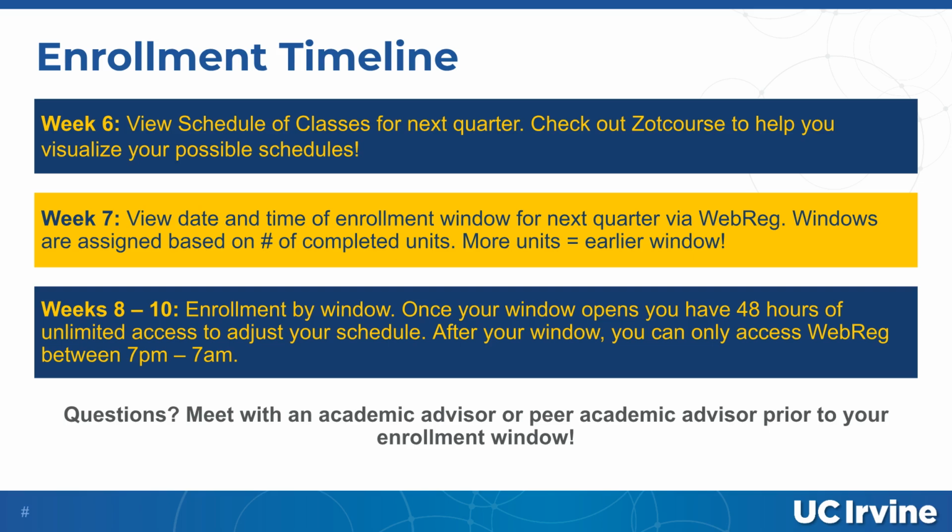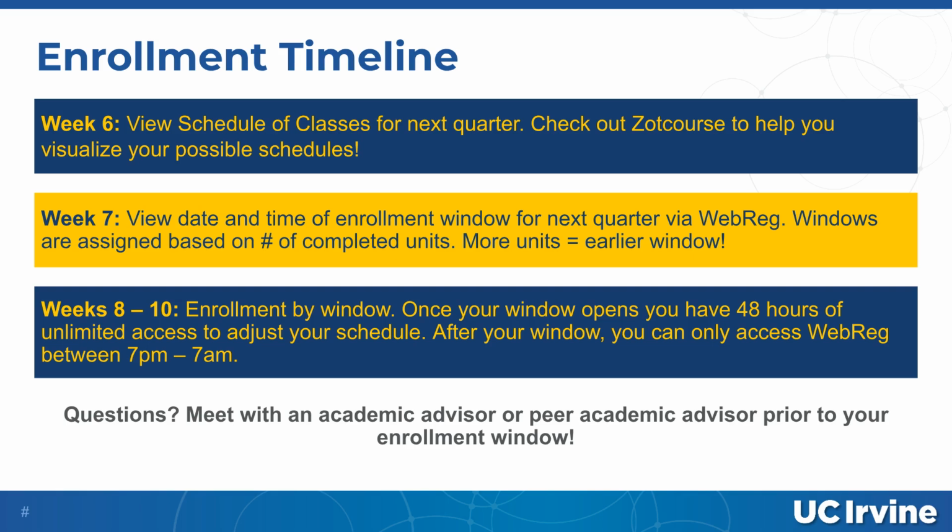By week 7, the date and time of your enrollment window will be available on WebReg. Enrollment windows are assigned based on the number of completed units, meaning your window will open earlier as you accumulate more units. Enrollment windows begin opening at the start of week 8 and continue through week 10. Once your window opens, you will have 48 hours of unlimited access to WebReg to build and adjust your schedule. After the 48-hour period has ended, WebReg access will be limited to the hours of 7 p.m. to 7 a.m. until all enrollment windows have opened.